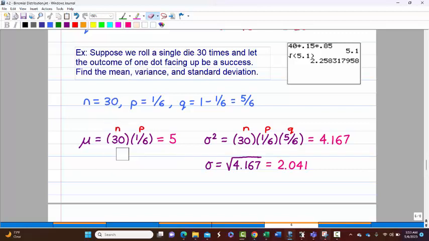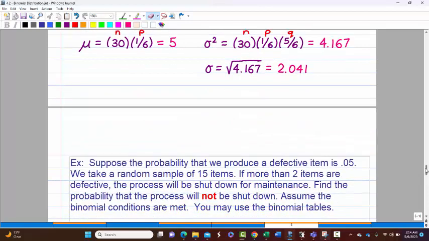So we roll it 30 times. 30 times 1/6 is 5. That means 30 times we're expecting on average we would get a 1 5 times. But once again, that doesn't mean if you pull out a die and roll it 30 times that you'll get 5 ones, but the average in the long term should be 5. So 30 times 1/6 times Q, which is 5/6, is 4.167. Standard deviation would be the square root of that, which is 2.041.